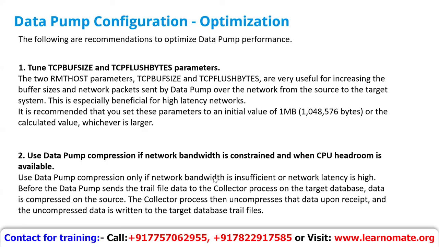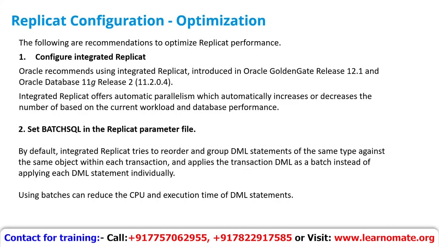Okay. Use data pump compression. It is also recommended that you use data pump compression. GoldenGate supports this if network bandwidth is constrained and when CPU headroom is available. Use data pump compression only if network bandwidth is insufficient and network latency is high.